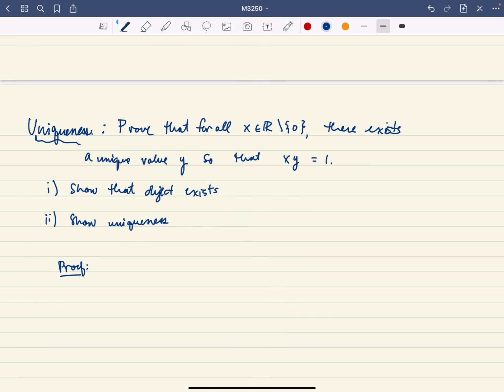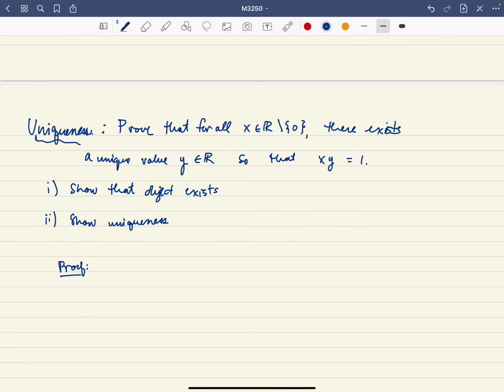And so I like to start with this one. So let's prove that for all non-zero real numbers x, there's a unique multiplicative inverse. In other words, there's a unique real number y such that x times y equals 1. So let me just make clear that I want there to be a unique real number y.